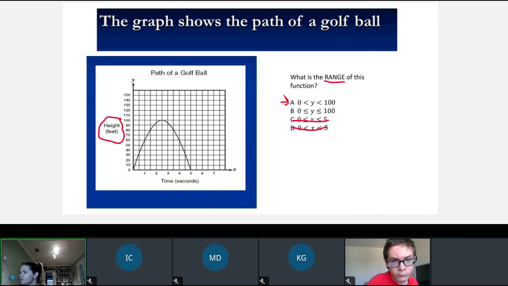For the second part of the 100, this is a line right here, and it's continuous. It doesn't stop. Okay, that's a continuous function. So it's going to include that value of 100. So B is the correct answer. Good job. Most of you got that right. Very good.